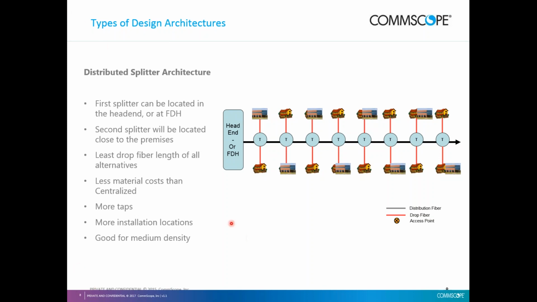One of the advantages of this is that it's the least drop fiber length of all the alternatives. There's less material costs than in a centralized architecture. We are going to potentially have more taps because we're going to have more installation locations, and it's good for medium to low density.